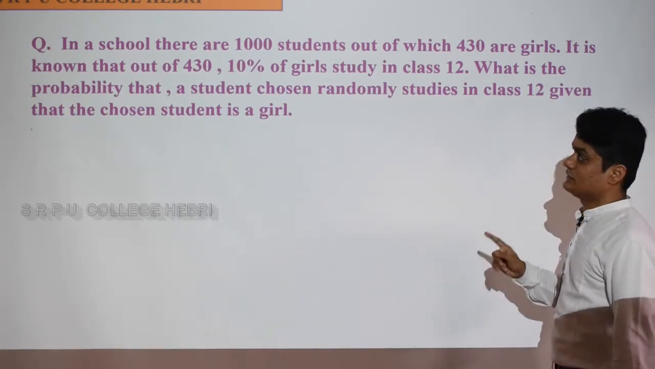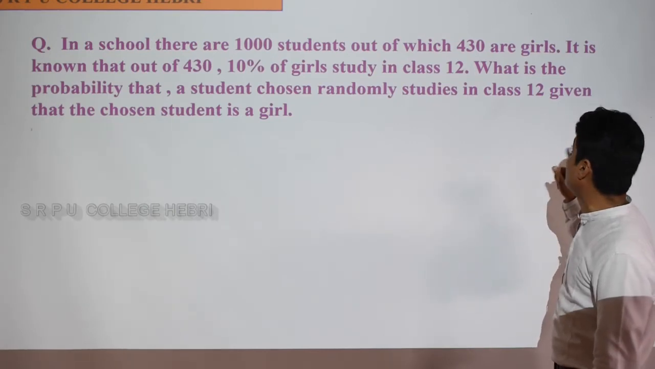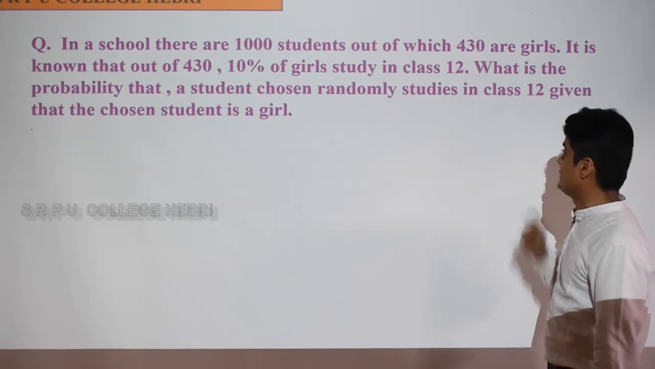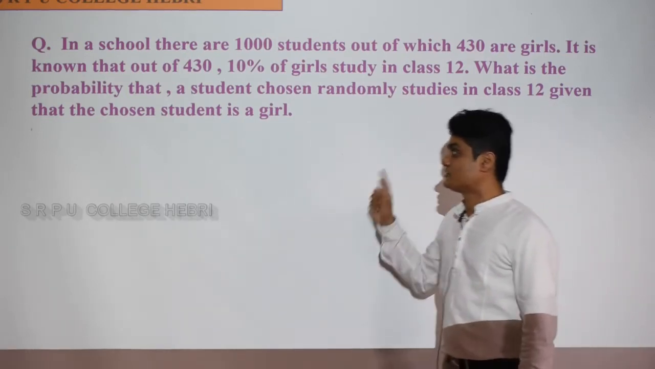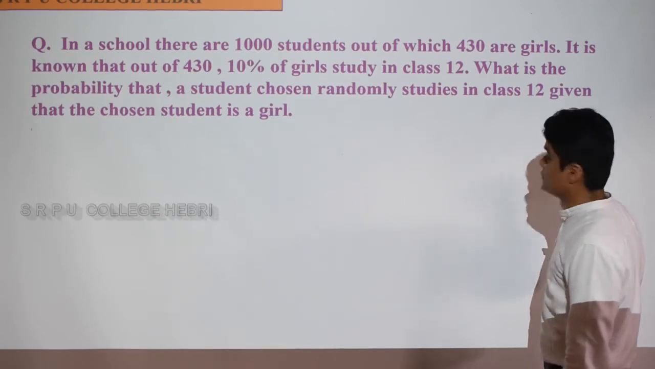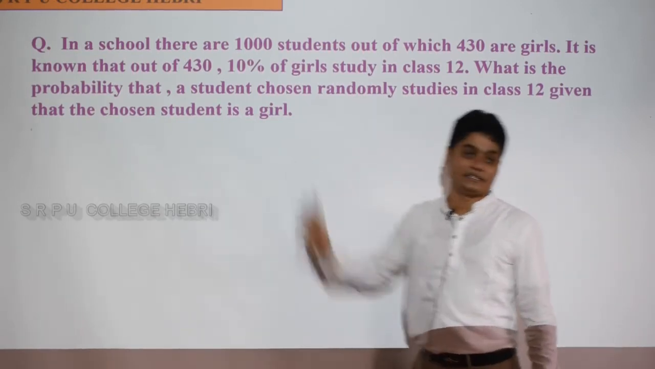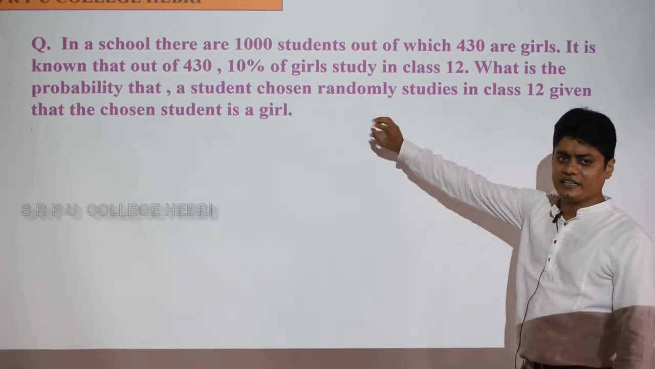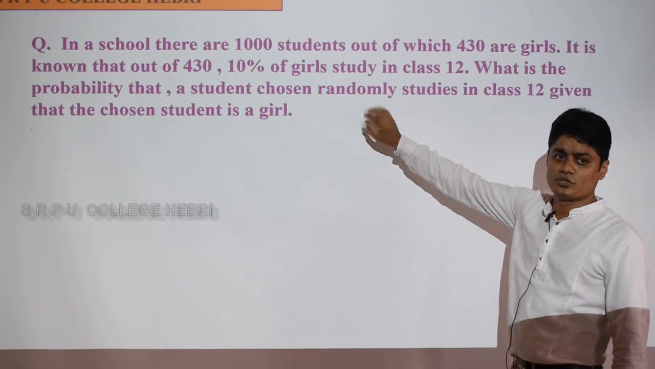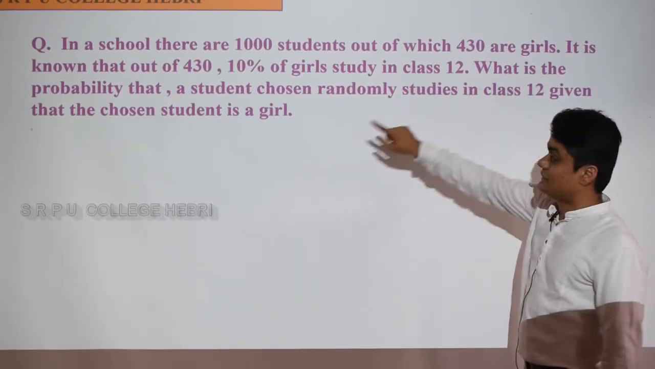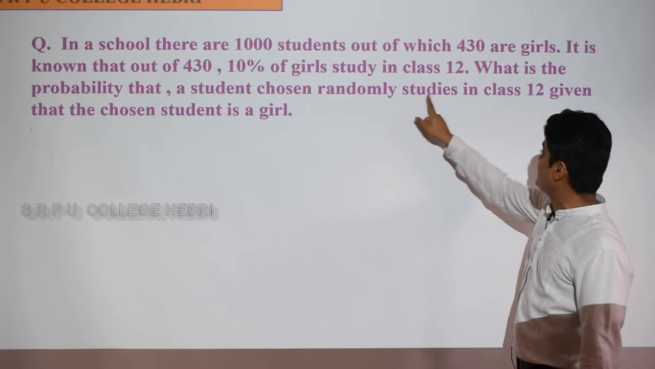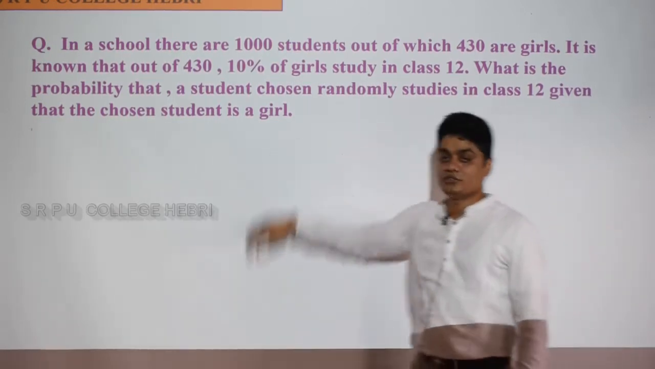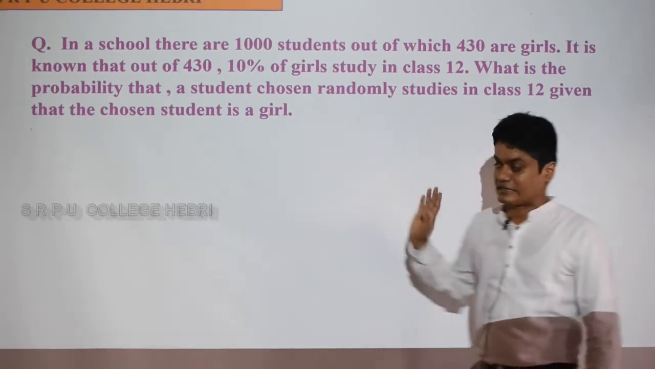Question: in a school there are 1000 students, out of which 430 are girls, and it is known that 10% of those girls study in class 12. What is the probability that a student chosen randomly studies in class 12, given that the selected student is a girl? So which are the two events? The question is right here, read it once more clearly and you will understand. Event A: selected student studies in class 12. Event B: selected student is a girl. Both events are clear.